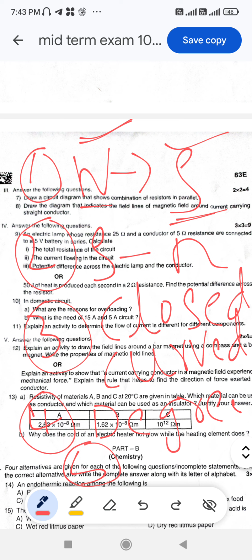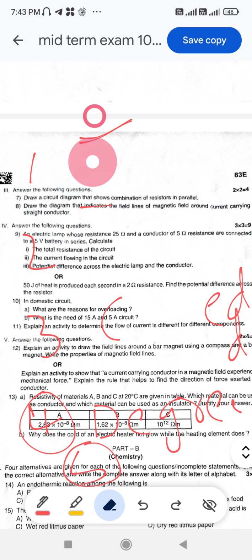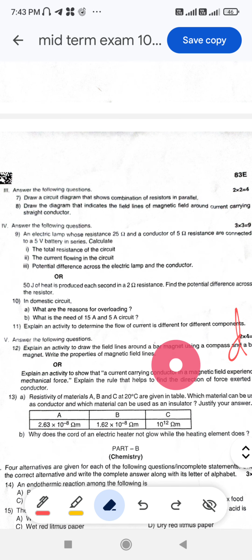And the fifth point: two field lines never intersect each other. If they did, they would show two directions, which is not possible.